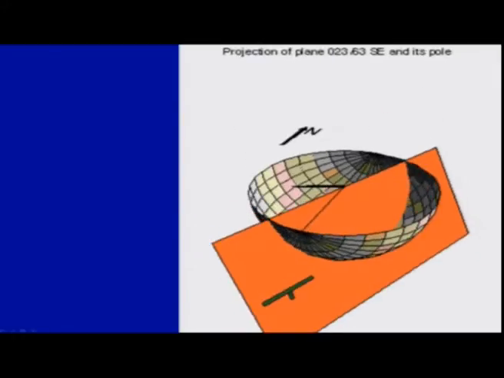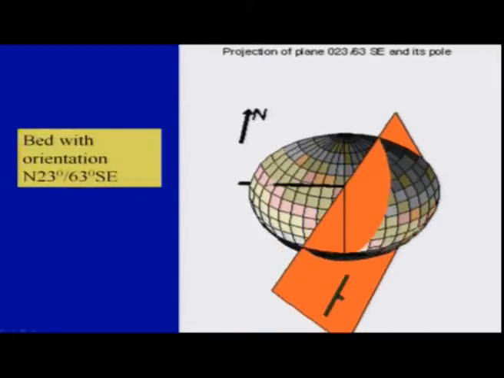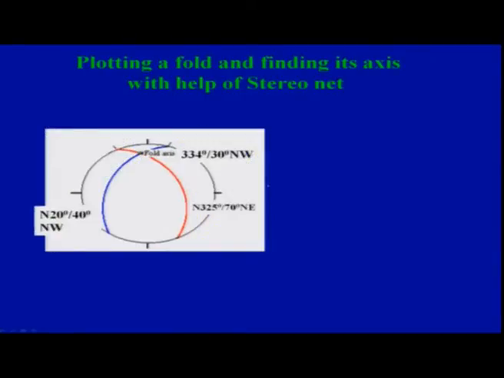The next part we will see is how, if you have two beds, you plot those. For example, we have a fold, and two beds which have attitudes, that is, the strike and the dip. One is like this, 34 degrees, so this is your strike, this is your amount of dip, and this is your dip direction. Similarly, we have another one around here. So let us see how we can plot this very clearly.